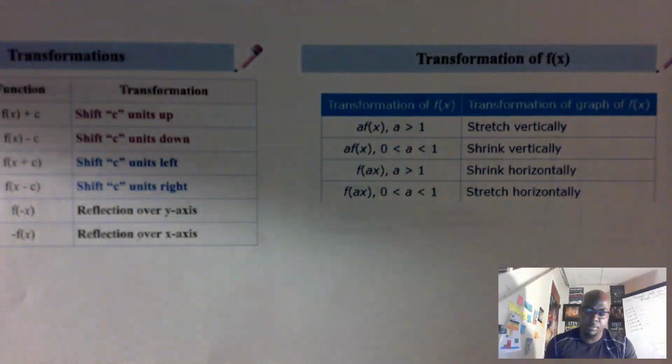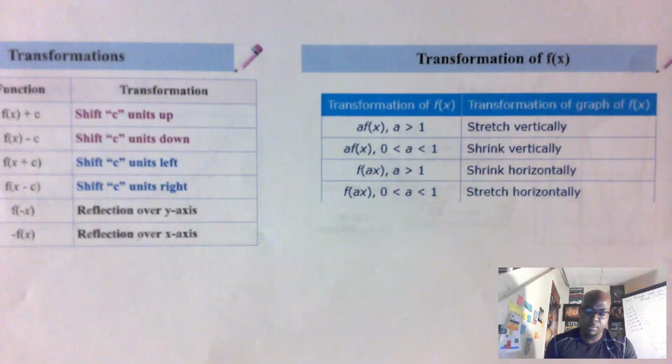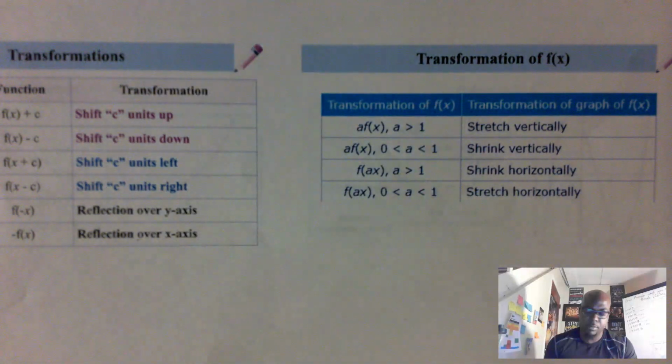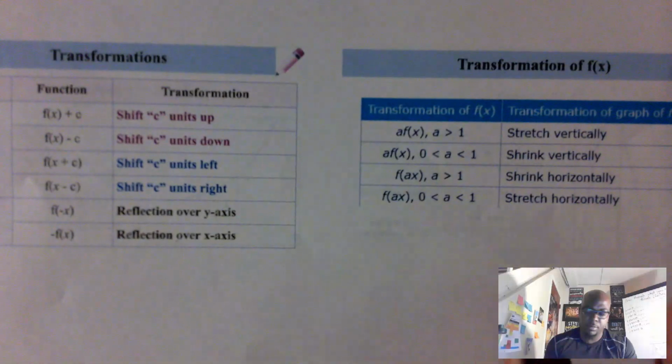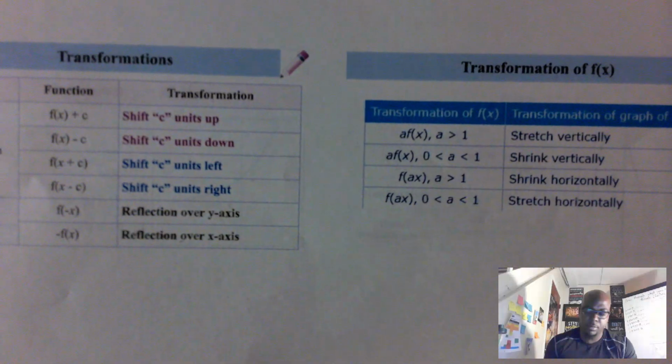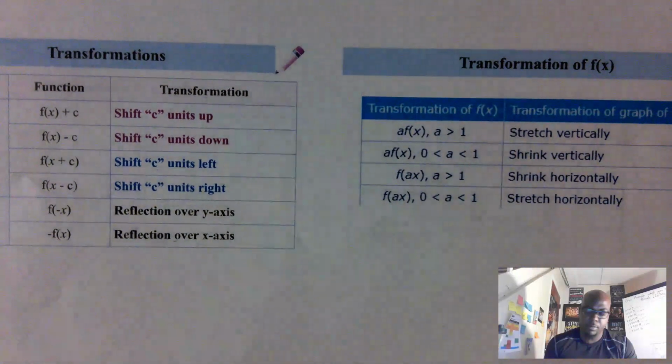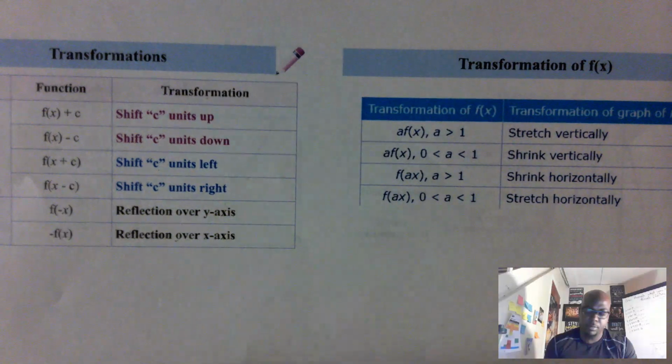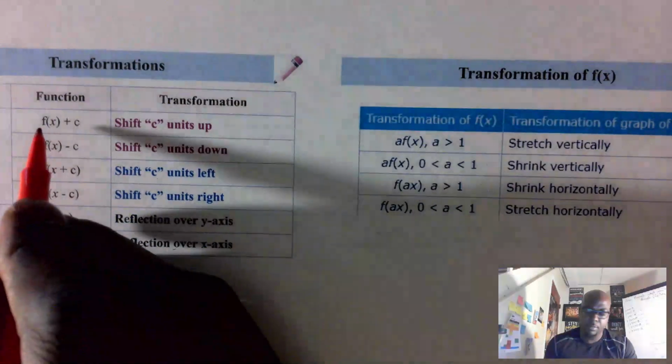Good afternoon again, students. So here we're going to look at the second portion of the lesson, and the second portion of the lesson is pretty much transformation. All right, so transformation of a function f of x. So here, as you can see, we have a function f of x plus c.